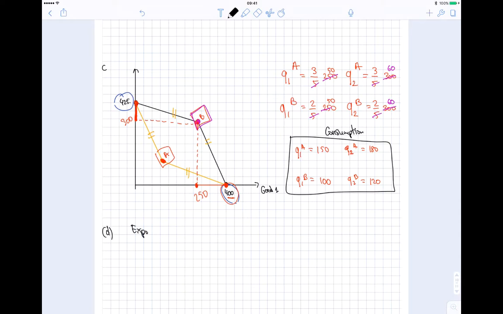Exports are simply equal to production minus consumption.